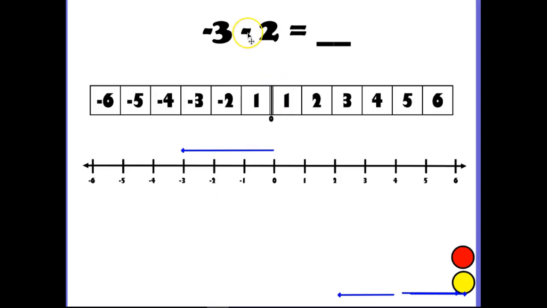Remember, when we have a minus sign, that means we are going to go to the left. So we're going to go to the left 2 spaces.